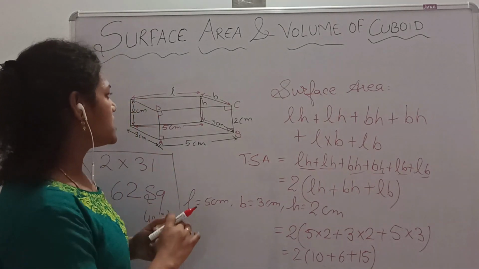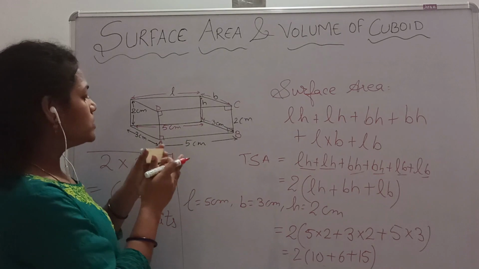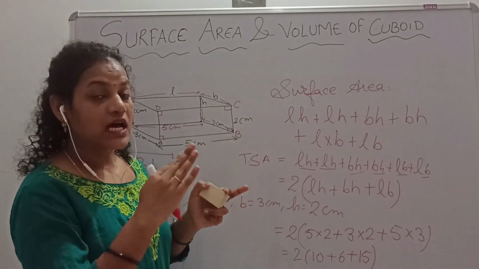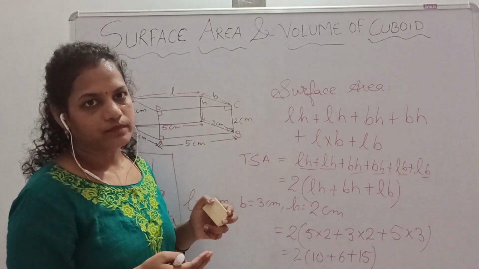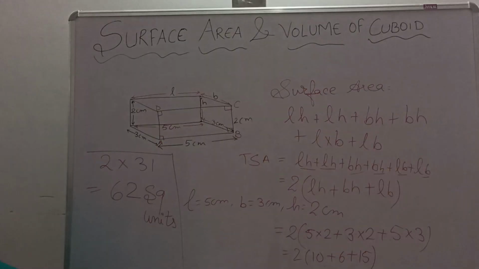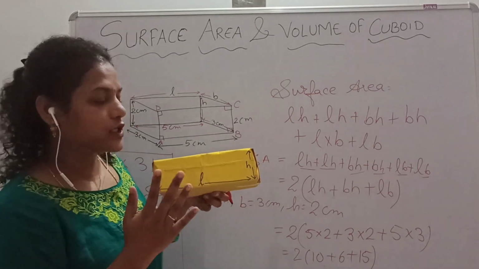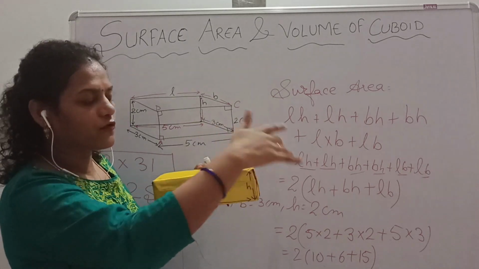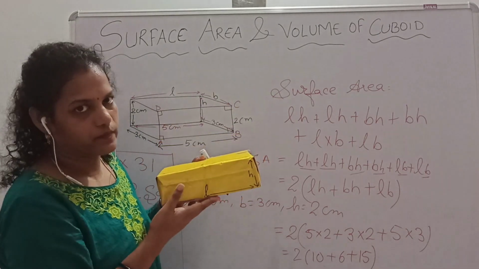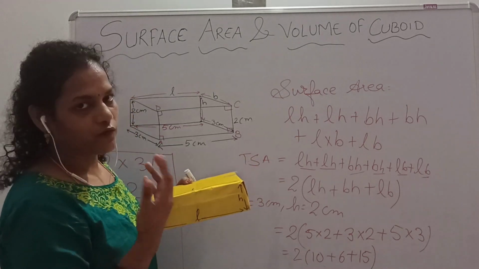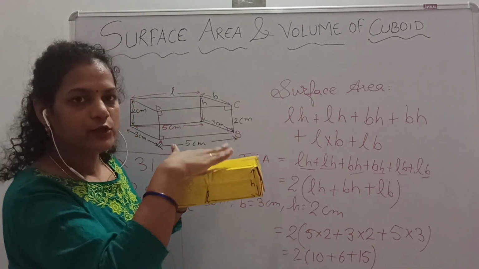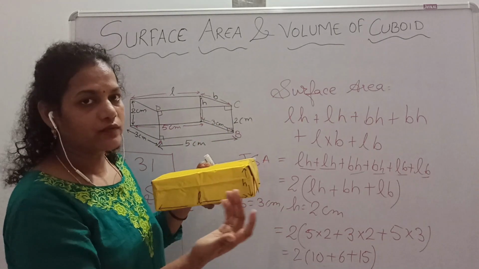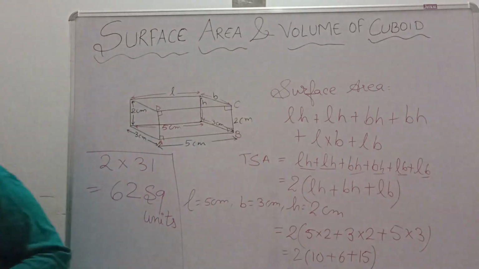Friends, lateral surface area means it covers only the four sides, the four rectangular faces, excluding top and bottom. Okay, see here an example. If this is a cuboid, your lateral surface area only covers these four faces, excluding top and bottom. So for that also, the formula is again very easy. You have to exclude this area and this area. You have to include only the areas of these four faces. See that formula.